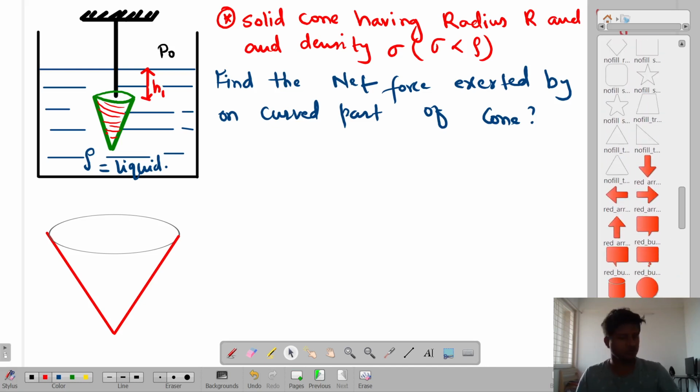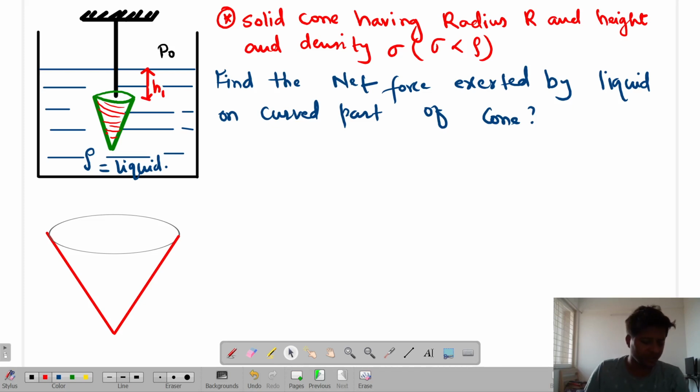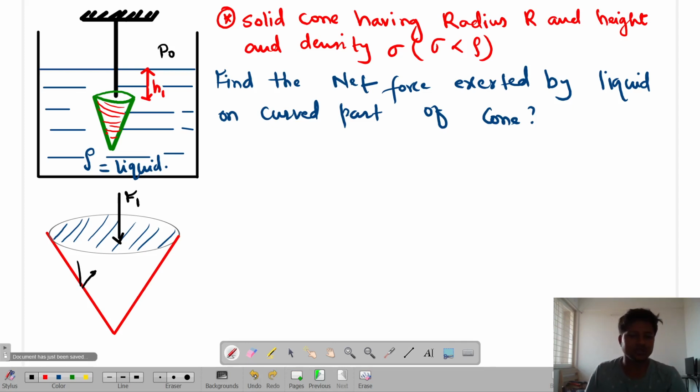Now look over, see this. What it is asking, find the net force exerted by the liquid on the curved part of the cone. It is a simple thing. If you look over here on this cone, there are two forces present. One force is from the upper surface of the liquid, I call it F1. And another force is the resultant of these normals. Once again, the horizontal components will cancel and only the top one will be left.